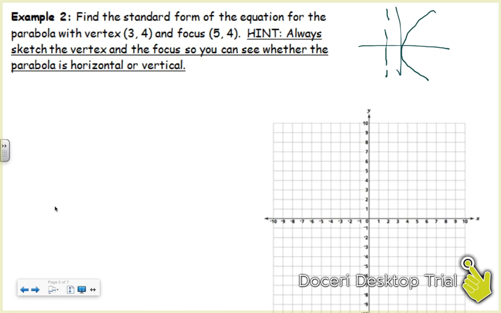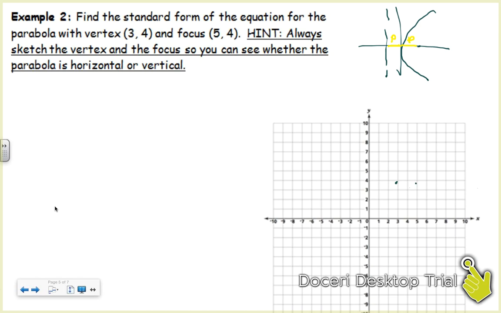Your directrix and your focus are the same distance apart, that p. But notice they're on opposite sides of that vertex. So it's really important when you look at graphing these 2 points. I know where the vertex is. It's at 3, 4. And the focus is at 5, 4.